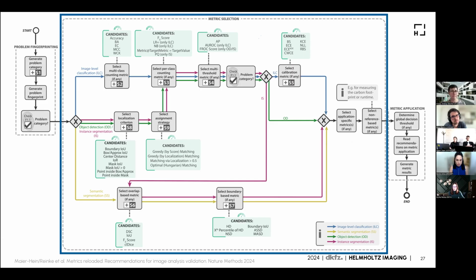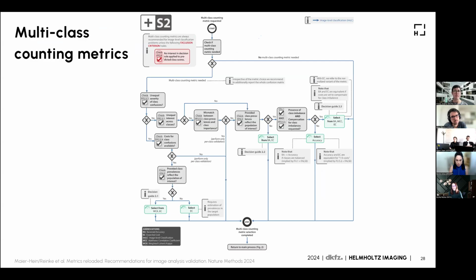And if we follow this blue path, we will see that you first end up in this box here, which says select multi-class count metric, if any, and then you have a list of candidate metrics and this plus S2 symbol, which means, okay, let's go to another decision tree, this one, which guides you through the different questions of the fingerprint. And I won't go into detail here, it's not important. We're focusing on different questions.